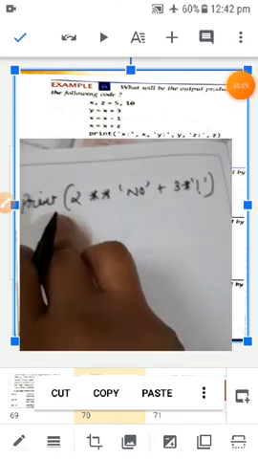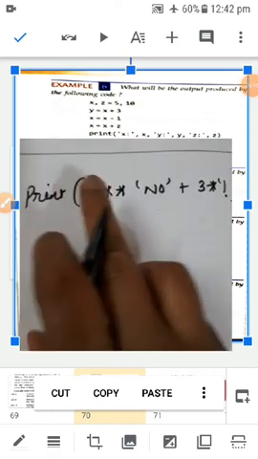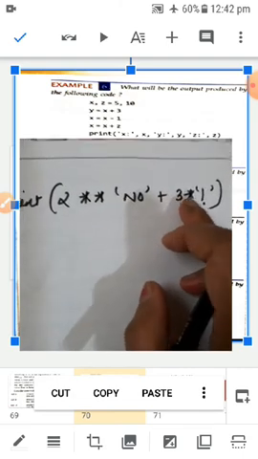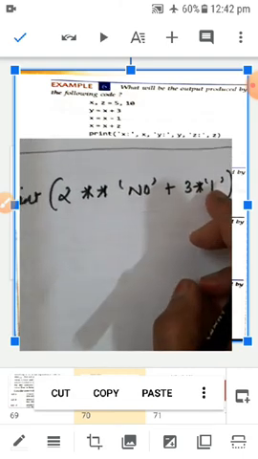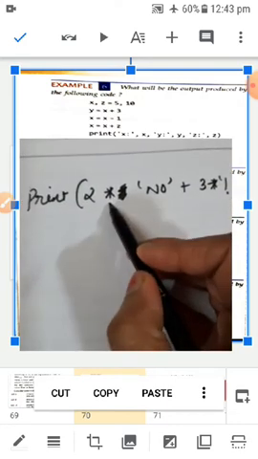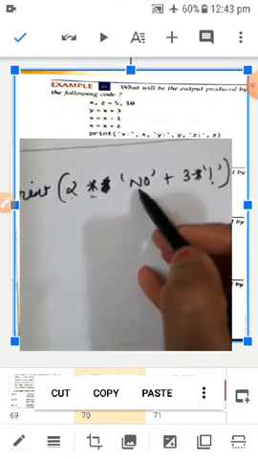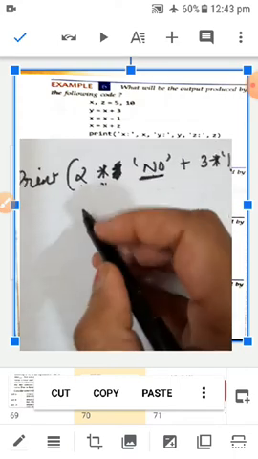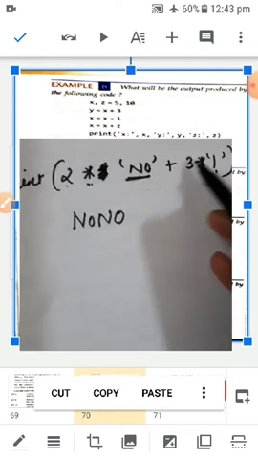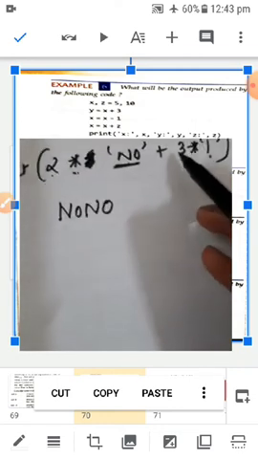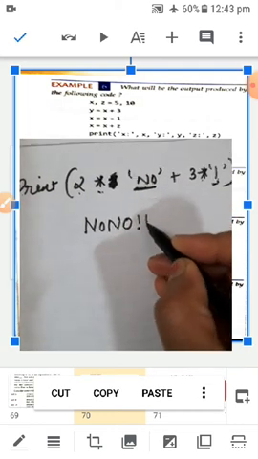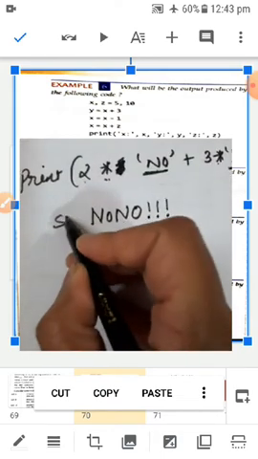Okay, your next question is example 8, print 2 multiplied by this 'no', plus 3 multiplied by this sign. Okay, so what is the meaning of this? Only multiplication is there. 2 multiplied by this 'no' means you have to print 'no' 2 times, plus, but they are strings, so they will come together. 3 multiplied by this sign means this particular sign is going to print 3 times. So in this way you will get the solution.